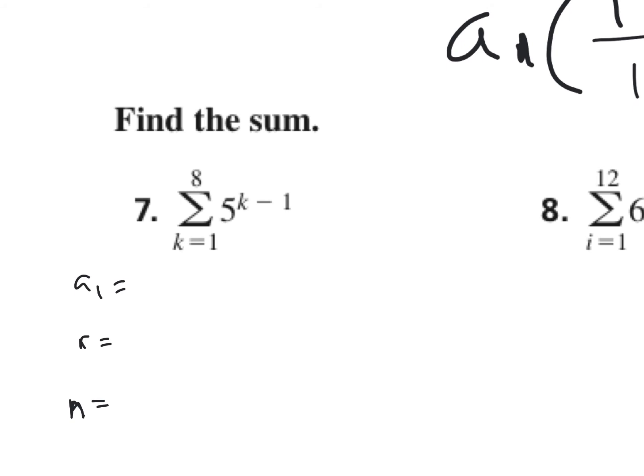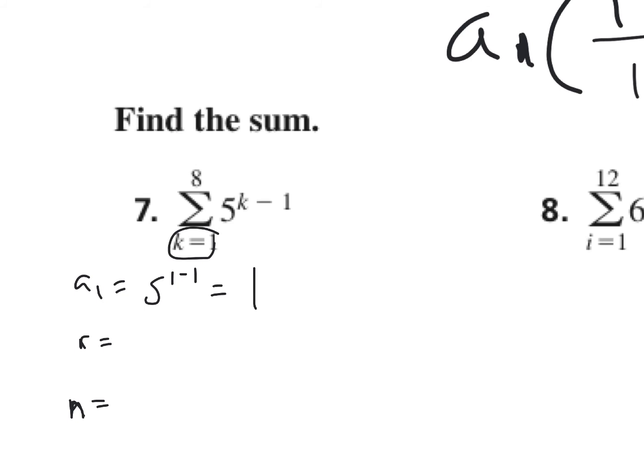So a sub 1, how do we find our a sub 1? Plugging 1 into k. So we plug 1 into k. So we have 5 to the power of 1 minus 1. What is 5 to the power of 1 minus 1? 1. Awesome. Because 1 minus 1 is 0, and 5 to the power of 0 is 1.